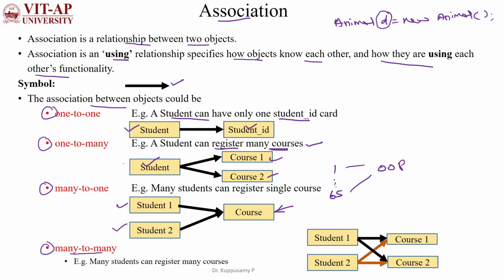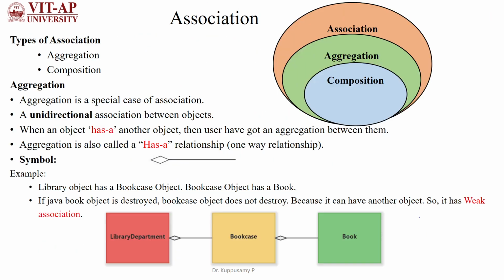Like that, in many to many, students can register many subjects or courses. So this student can register for six courses or subjects, and this student also can register for six courses or subjects. Here, for example, I have given two subjects, two courses. So association again has two more types, aggregation and composition.